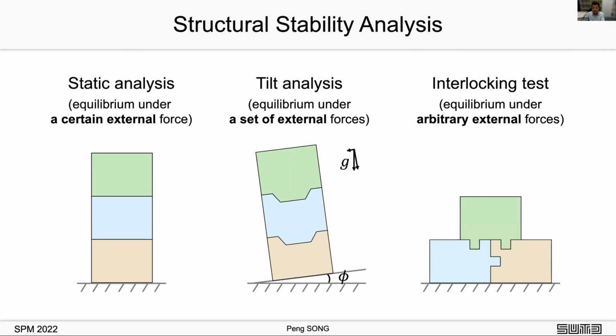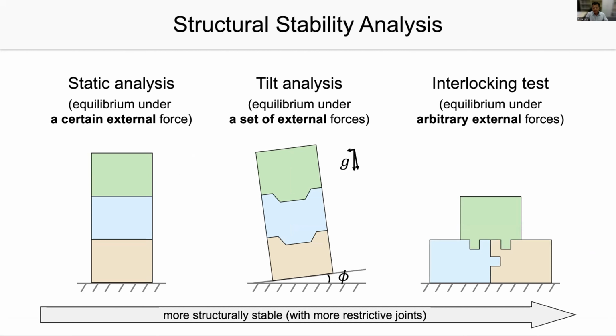In an extreme case, a puzzle can be in equilibrium under arbitrary external forces, and we call this structural stability state interlocking. Comparing these three states, we can see that the puzzle becomes more and more structurally stable, and the cost is that the geometry of the puzzle pieces becomes more and more complex, since more restrictive joints are needed to connect the pieces.